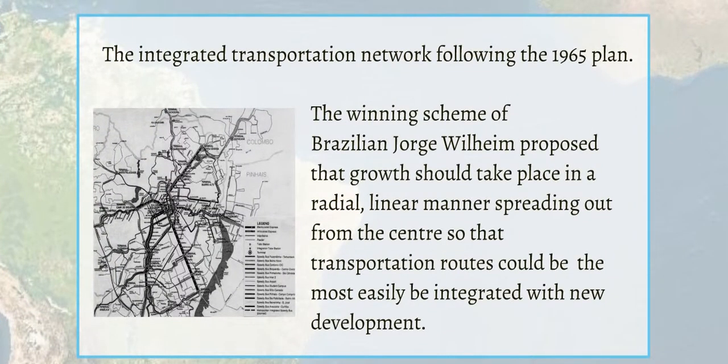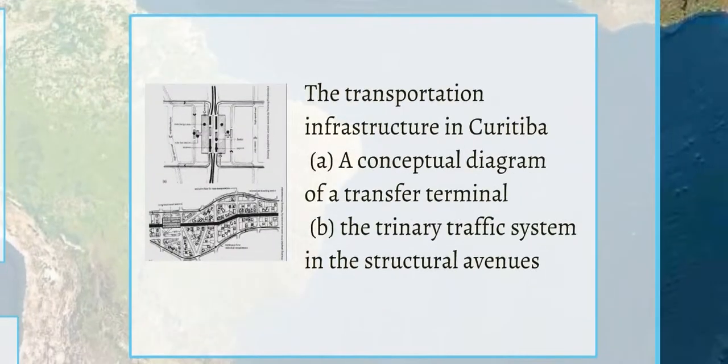The integrated transportation network following the 1965 plan. The winning scheme of Brazilian George Wilhelm proposed that growth should take place in a radial, linear manner spreading out from the center, so that transportation routes could most easily be integrated with new development. The transportation infrastructure in Curitiba. A conceptual diagram of a transfer terminal. The trinary traffic system in the structural avenues.